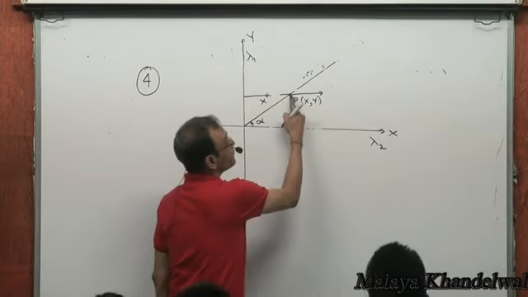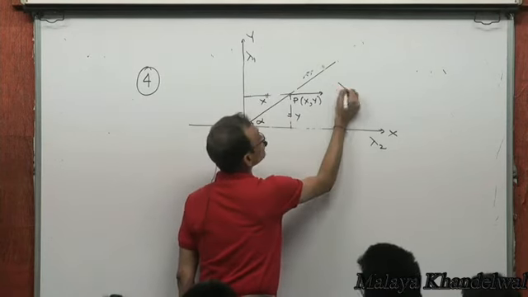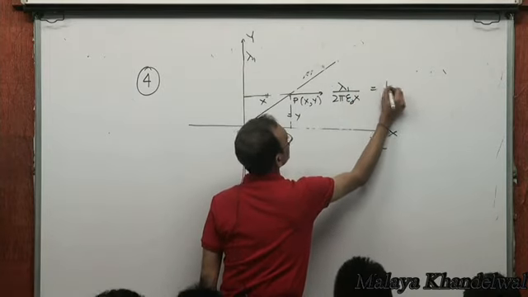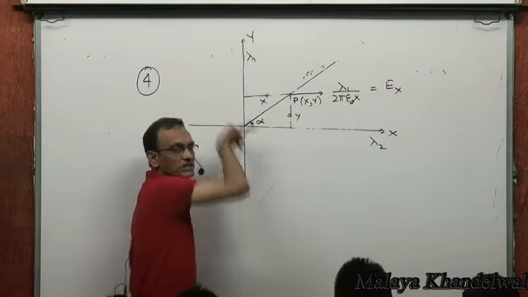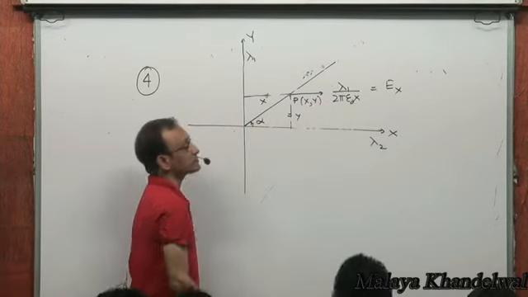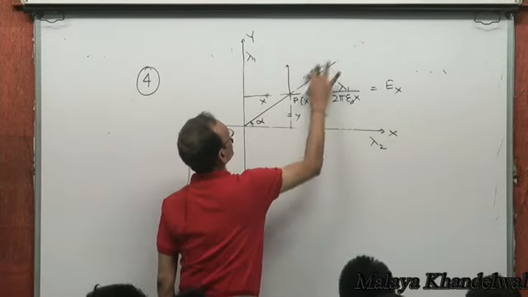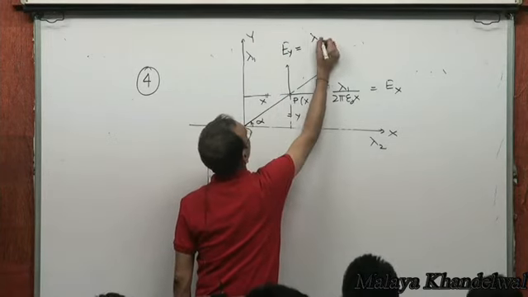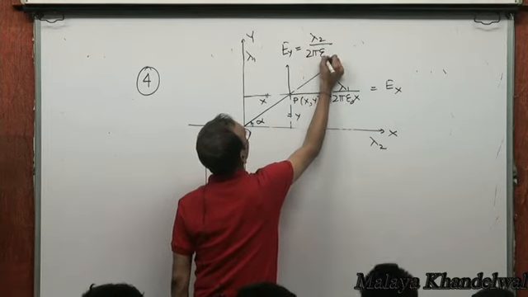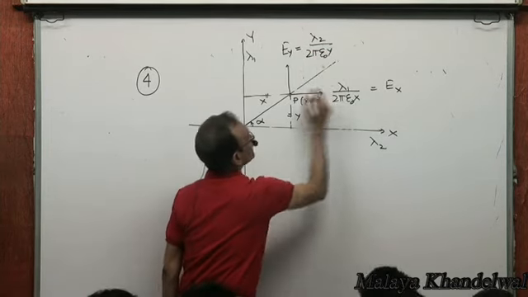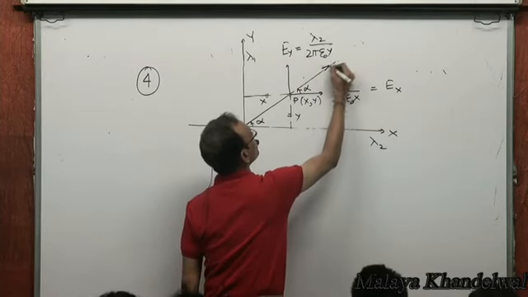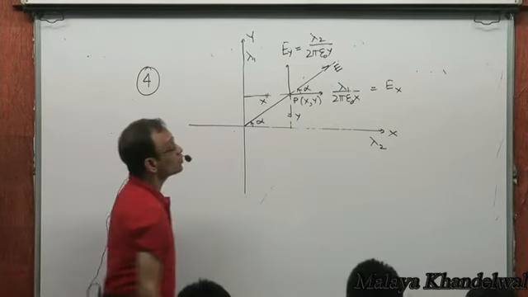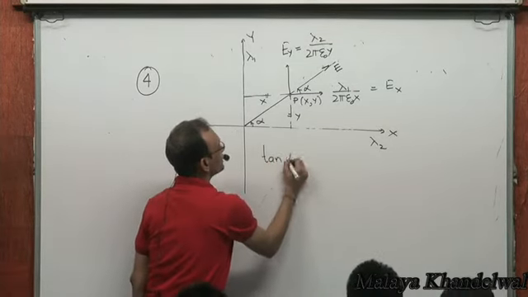The electric field at this point, because of this line, is going to be lambda 1 by 2 pi epsilon naught x. That's going to be Ex. And there is going to be Ey because of this line of charge, which is lambda 2 by 2 pi epsilon naught y. The resultant of Ex and Ey makes an angle alpha, and this resultant is along the line of charge. So tan alpha would be Ey by Ex.